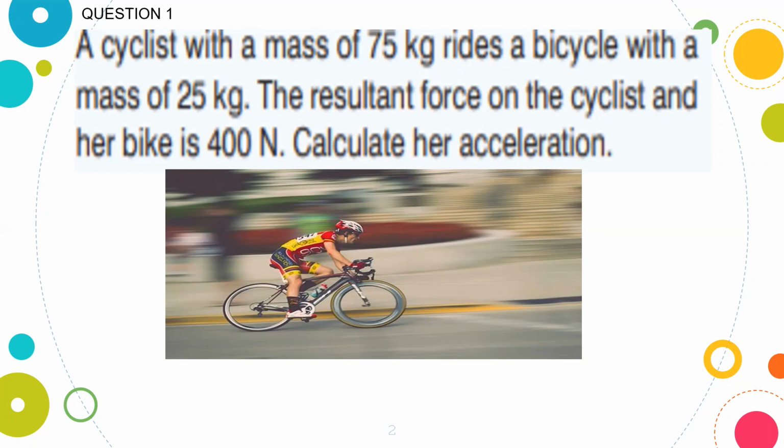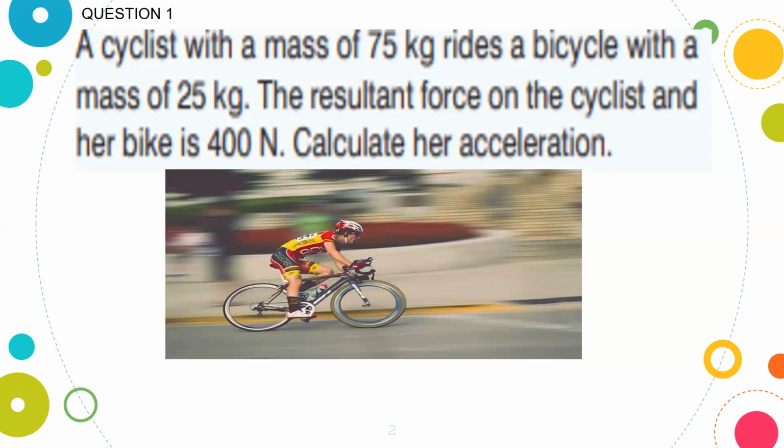Okay, please read the question and try. You can stop the video and try first, and then you will see the answers and we are going to explain them. You have mass 75 and 25, you can calculate the total mass, and then the resultant force is 400 newtons, and we are looking for acceleration. All right, we can carry on. I was waiting a few minutes, but we cannot wait 10 minutes for you to try, so please pause the video and then try. After that, you can see your answers.